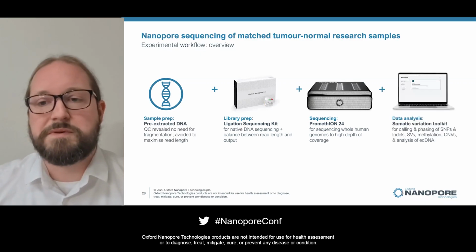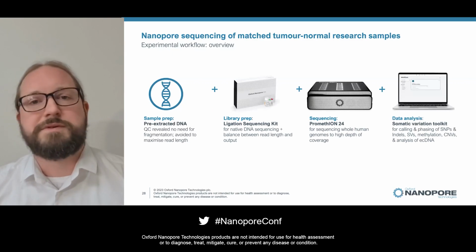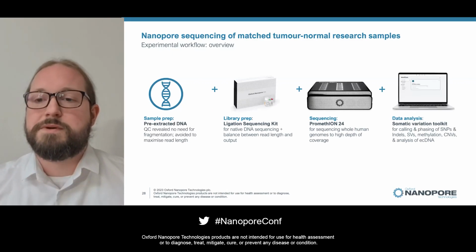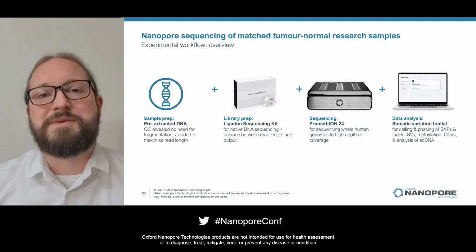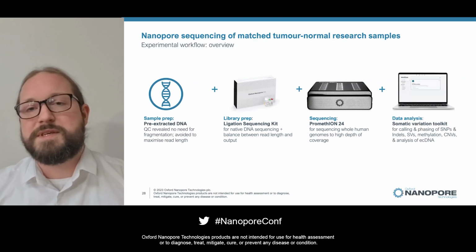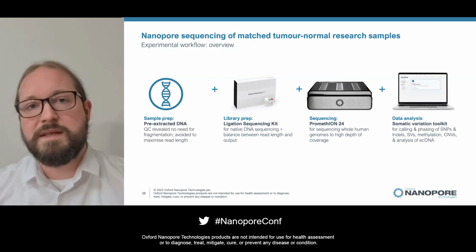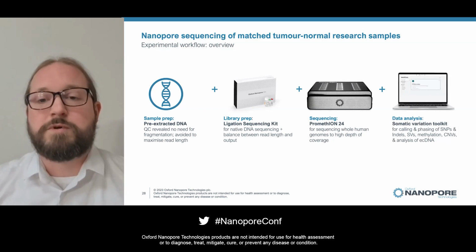And then last but not least, data analysis. Obviously, we used the somatic variation toolkit that I've just showed you before on the slides. So we used the tools that I showed you to call basically as many types of variants as we could on these samples: SNPs, indels, SVs, 5mC, 5hmC, CNVs, everything, and then had a look at what we could find in these samples.